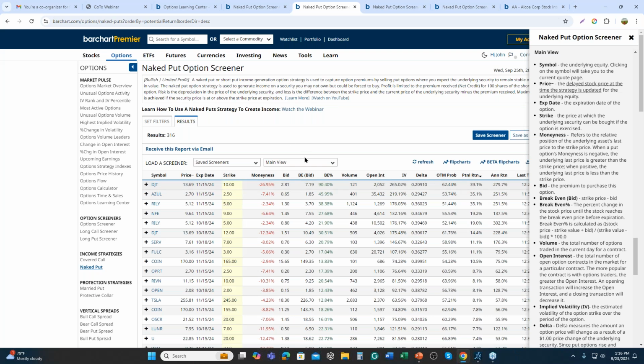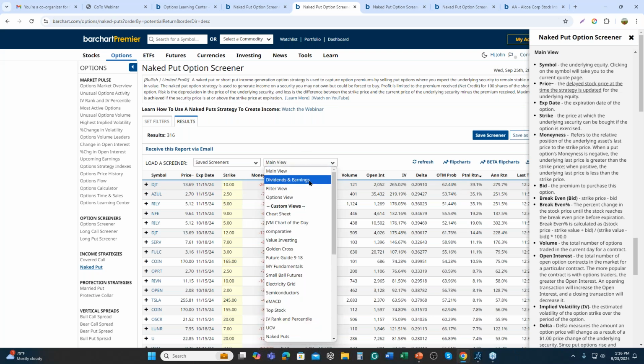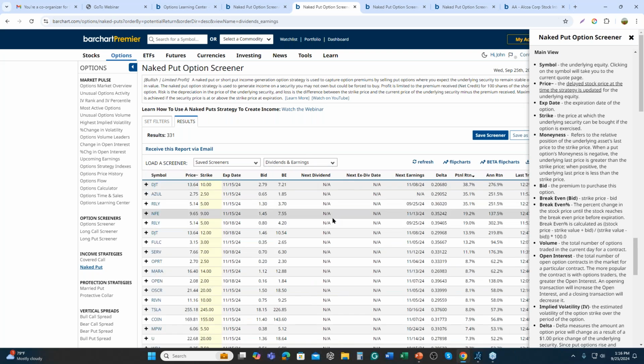Now, there are other views in our screener. We have dividends and earnings. The importance here is that, first of all, we know that earnings can have a large effect on options. So, for instance, in this one, the NFE, we have an option that expires on 11/15, but the earnings come out on 11/13. For sure, we know that earnings will have an effect on the price of the stock, and that will have a greater impact on these puts.